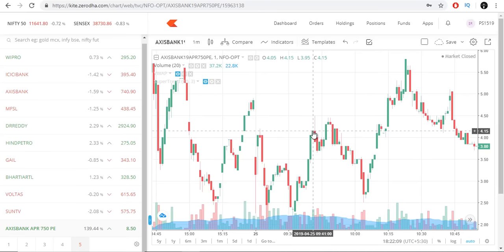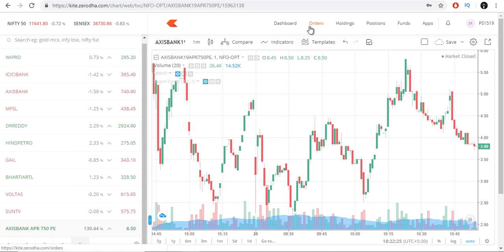At this level I have bought, and at this price I have sold the option. So I made a profit of 1500 rupees in this particular trade. So this is how I have traded using resistance levels.